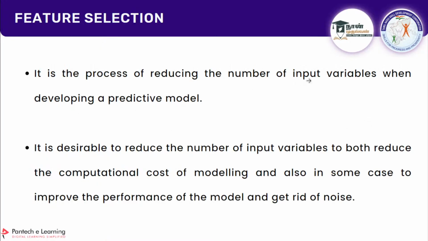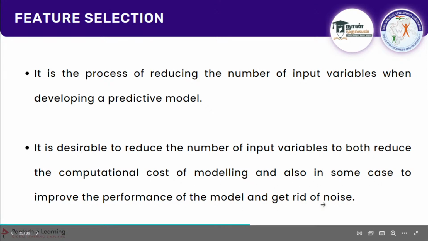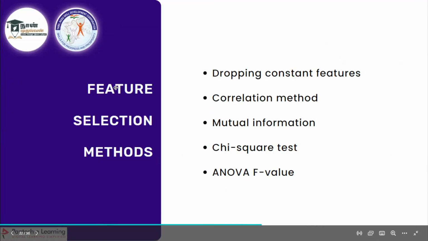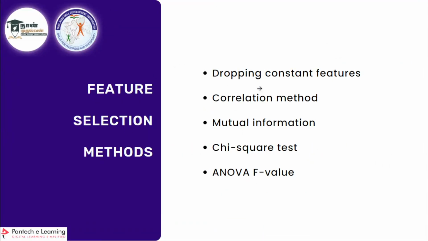It is the process of reducing the number of input variables when developing a predictive model. It is desirable to reduce the number of input variables to both reduce the computational cost of modeling and, in some cases, to improve the performance of a model and get rid of the noise. There are 5 methods: dropping constant features, correlation method, mutual information, chi-square test, ANOVA F value. These are methods to find the important features from your data, so you can pass those alone to the machine learning model.